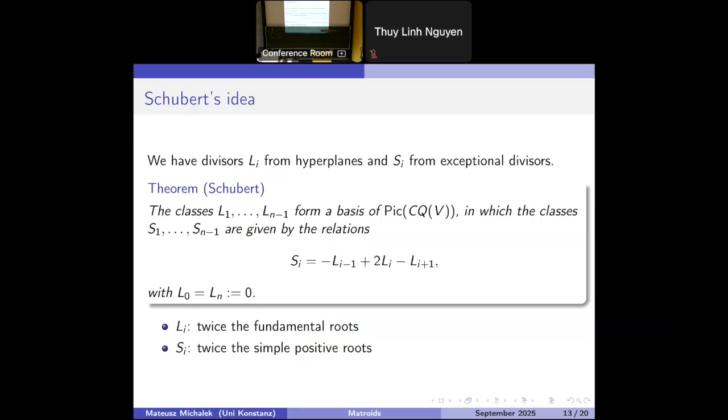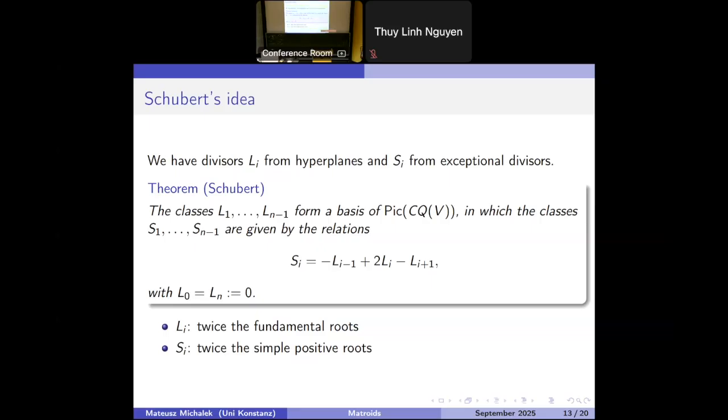Okay, I don't know how Schubert did it, but he did. He realized that there are those S_i on CQ, and he even realized that there are relations among S_i and L_i. These are like two bases of divisors. You can change from one to another.